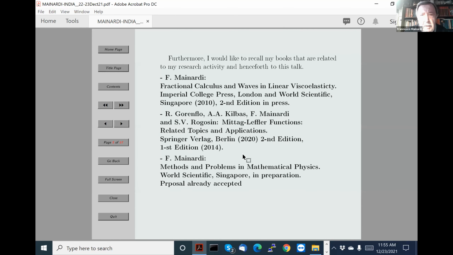Here are the photos of the books. But I would like to say something about my perspective book, which contains the lectures I gave in my course for physics for more than 40 years, so that it contains also other topics, not only related to fractional calculus.